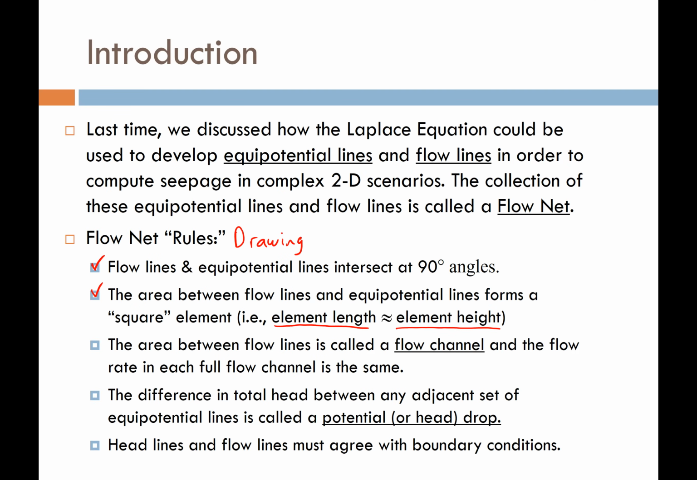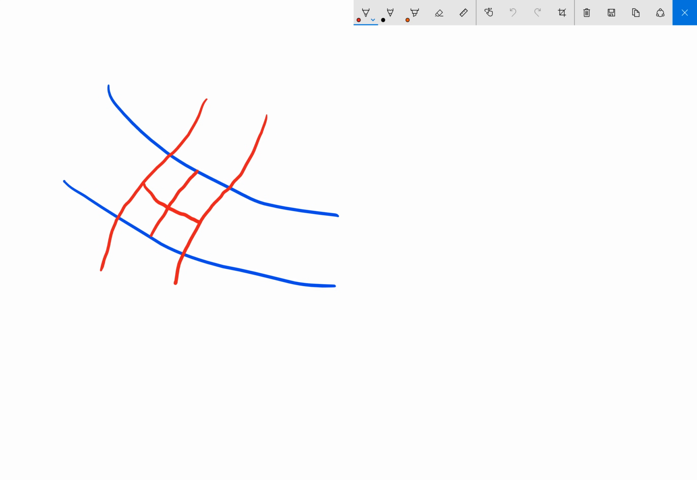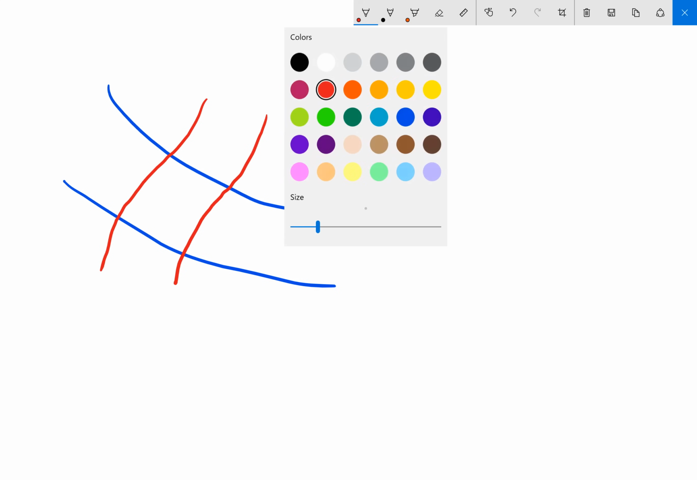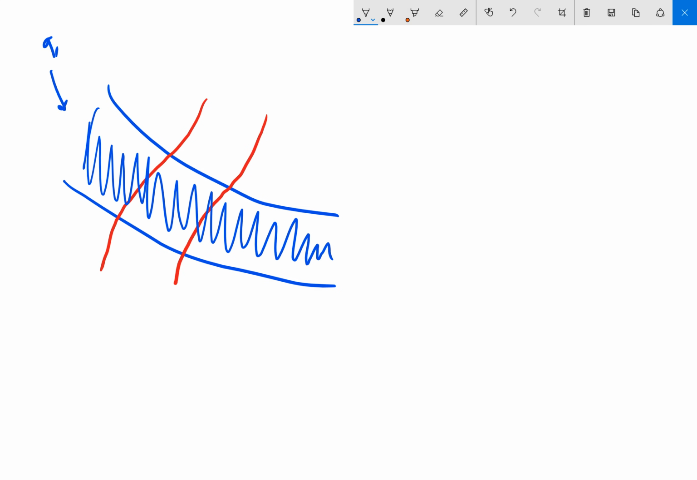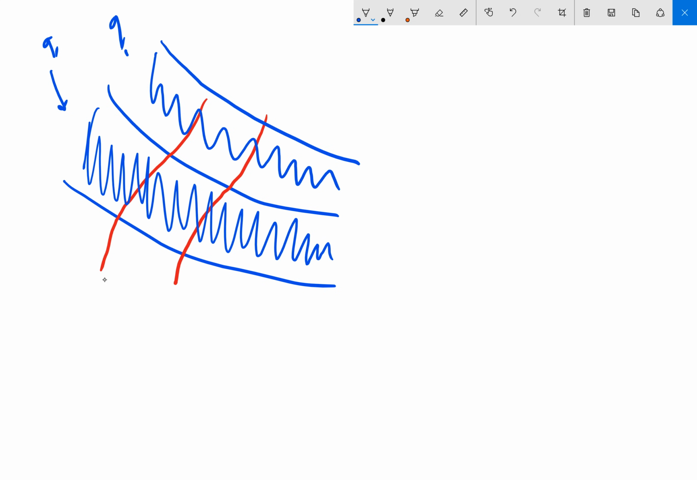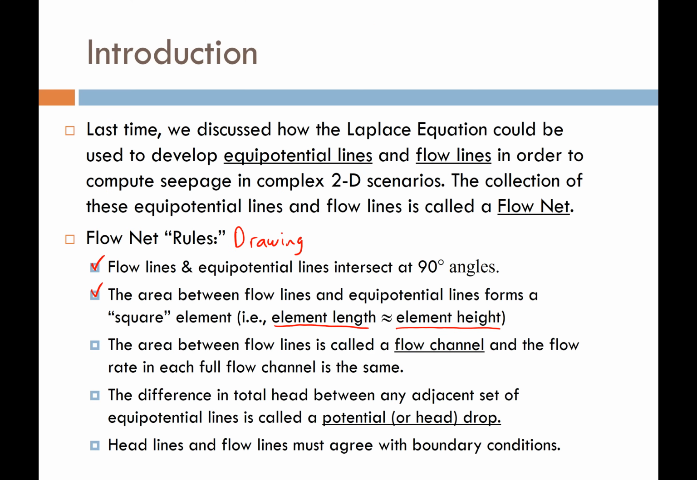Rule number 3 is that the area between flow lines is what we refer to as a flow channel, and the flow rate in each flow channel is the same. So that means that here, the area between these two blue lines that I'm coloring here is what we call a flow channel, and the flow through that flow channel is the same as the flow through this flow channel. So each flow channel we're going to assume has the same amount of flow flowing through it.